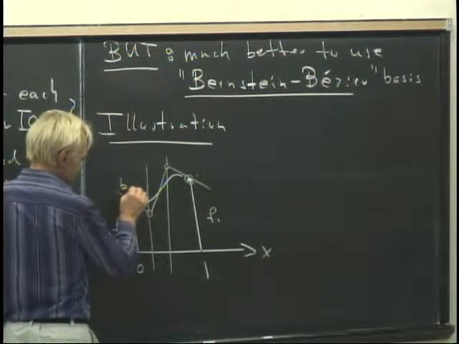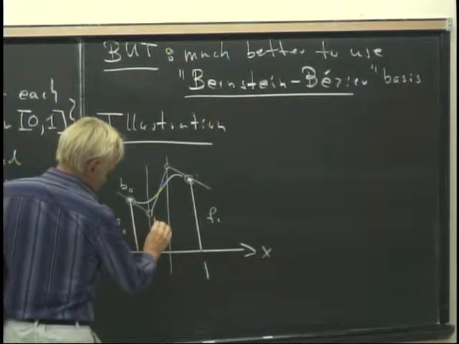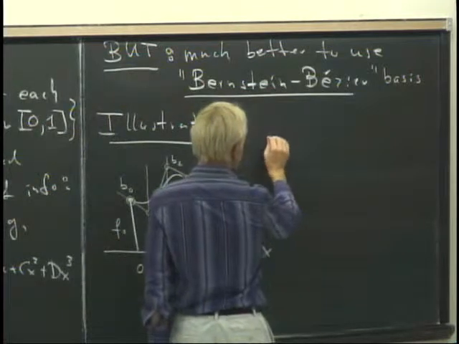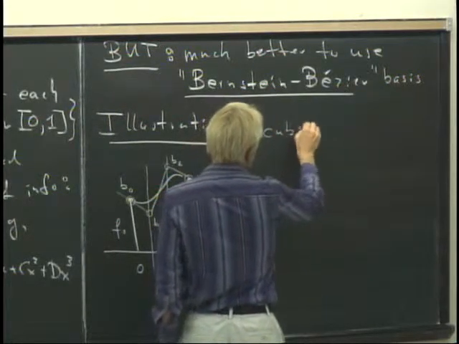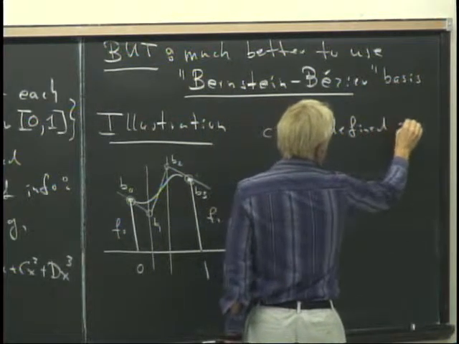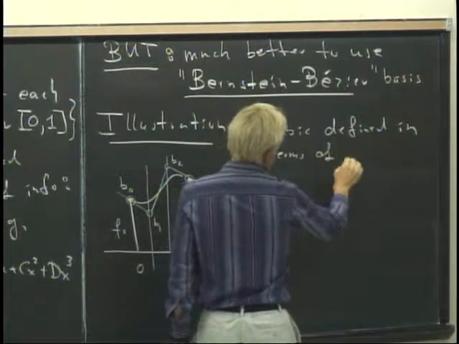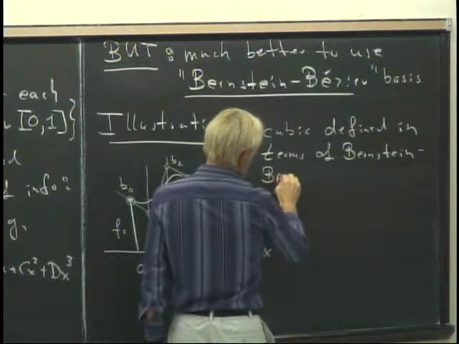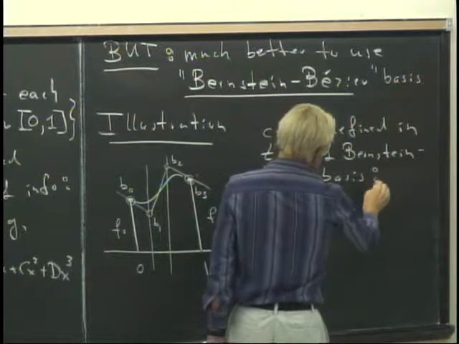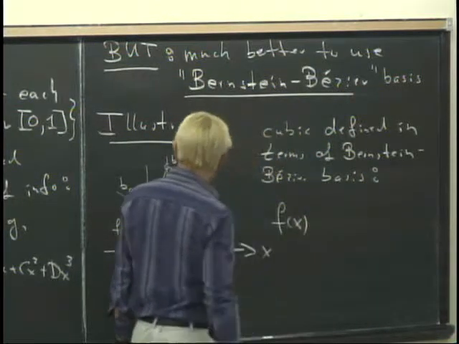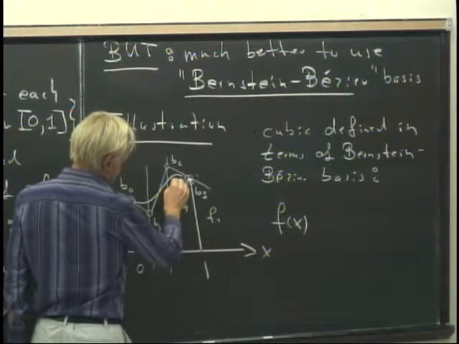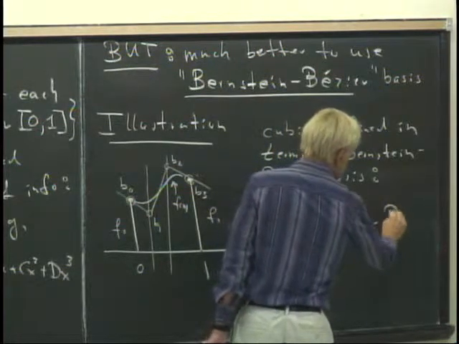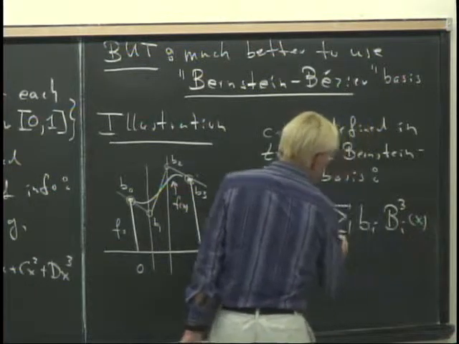What are these points called? They are called Bezier points, right there. B for Bernstein Bezier, B0, B1, B2, and B3. Okay, so the cubic defined in terms of the Bernstein Bezier basis looks like this. It's the same function. It's the same function f of x. But it now takes on a different shape, form, representation. It has coefficients bi times polynomials bi3 of x, i from 0 to 3.